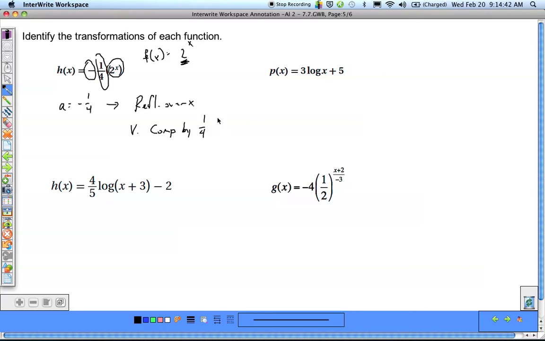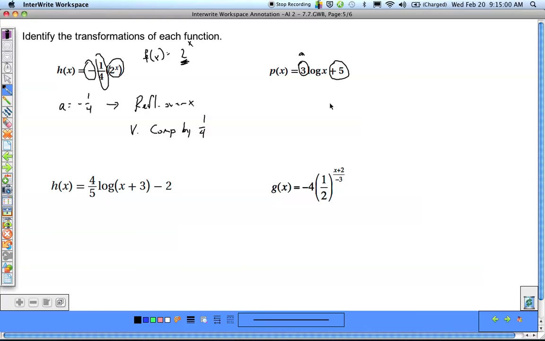We take a look at p of x, we want to say the exact same thing. What's that extra stuff that we have in there? We see that we have a plus 5, and then we have this 3 out in front. That 3 being multiplied with the log of x, that's going to be the A value. This 5 is being added to it.